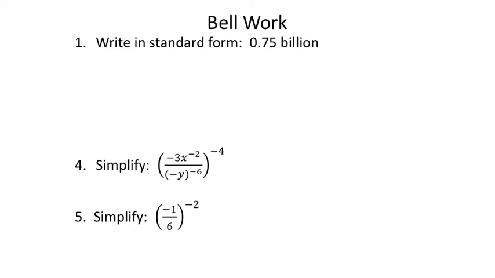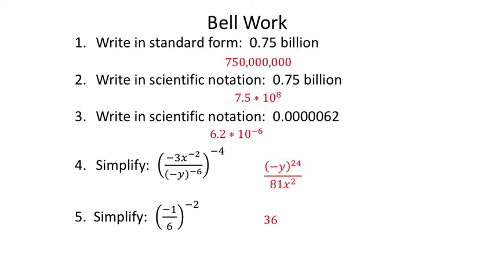Write in standard form, 0.75 billion, simplify that, and simplify the other one. Just exponent rules on 4 and 5. And yeah, there was a 3 and 2, but oh well. So we'll get into the standard form business sometime during the lesson today. But you should have been able to do those two pretty easily.